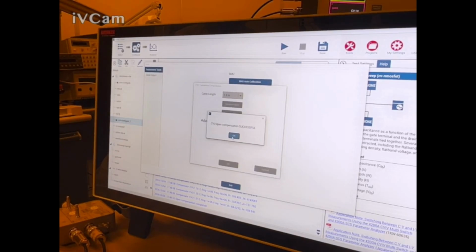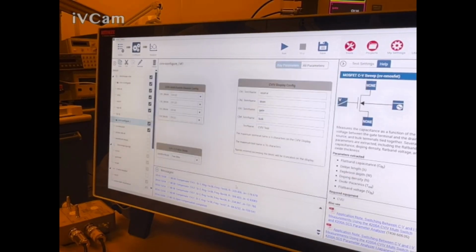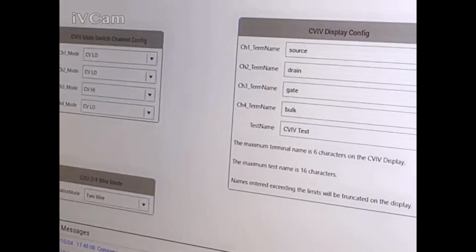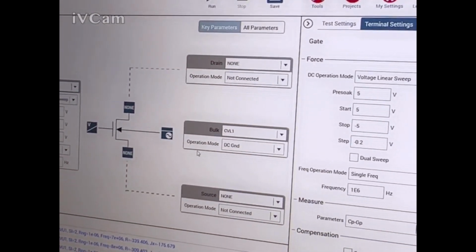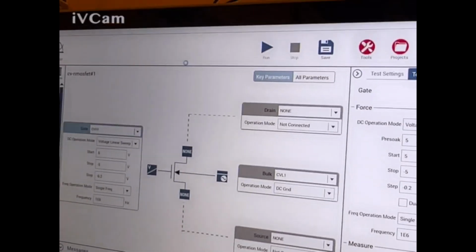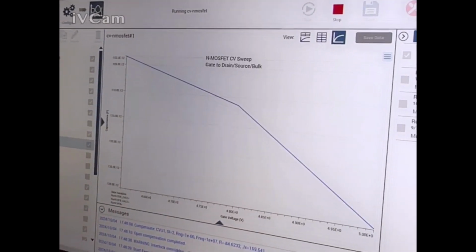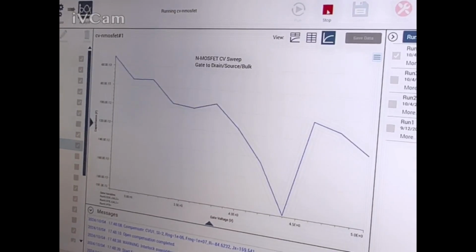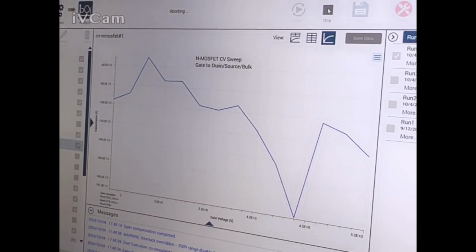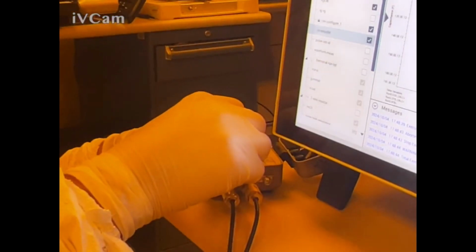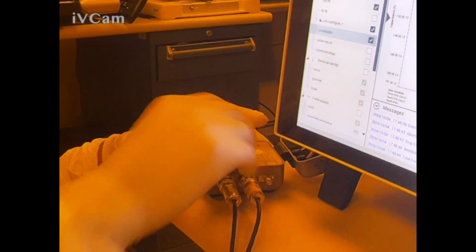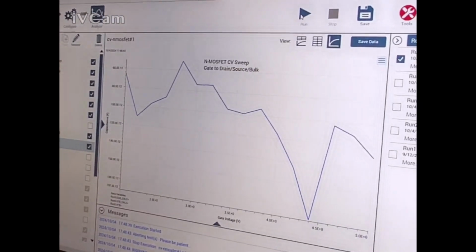Okay, so open compensation successful. Okay, exit. Go back to this. This is none, that should be good. CV low, CV high. I'm not going to select that. Let's run that. See what... oh, I don't have the device in. Stop. Do that all the time. Device in. Fine.